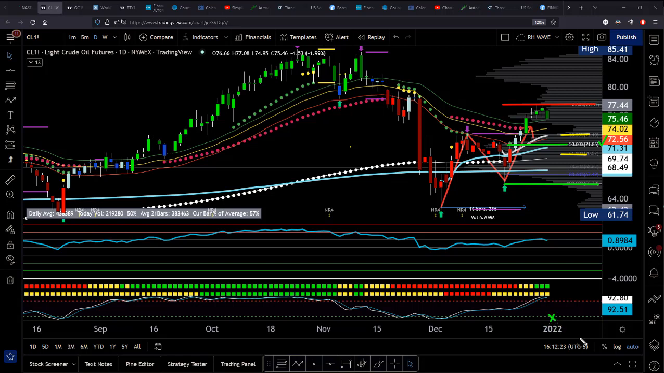Okay, if you're looking for a choppy market tool, this is the one. All right, slow stochastic, 21K 3D, and this is how I'm going to apply it to crude oil.